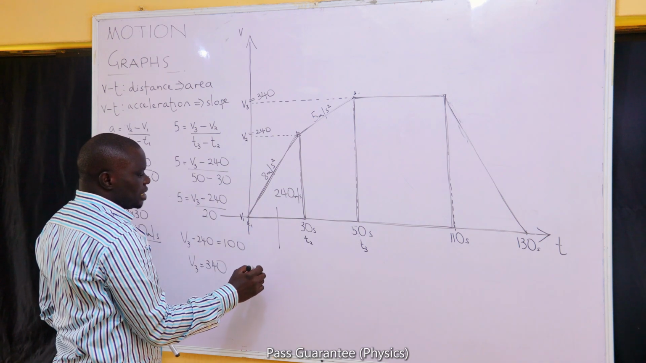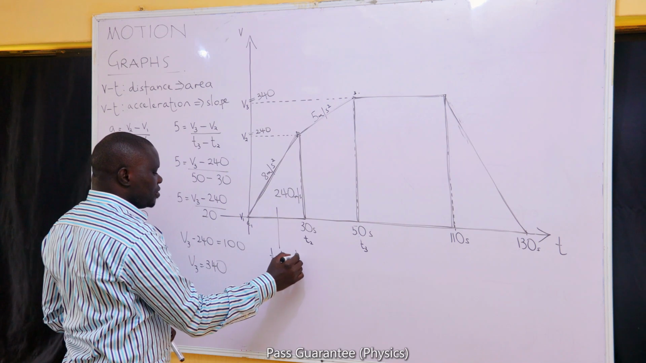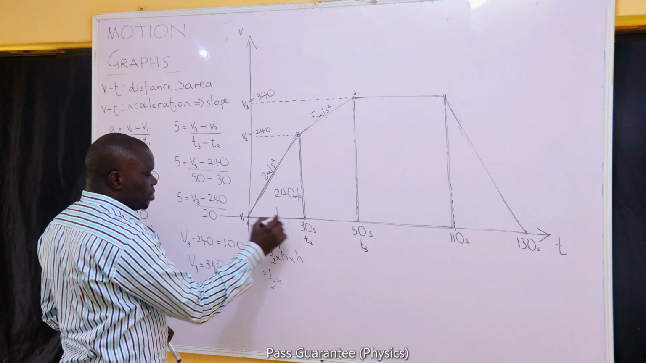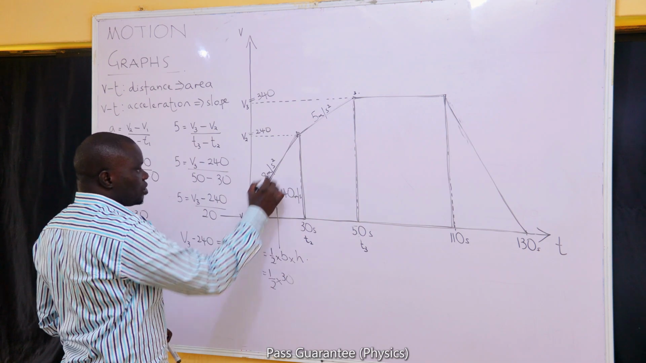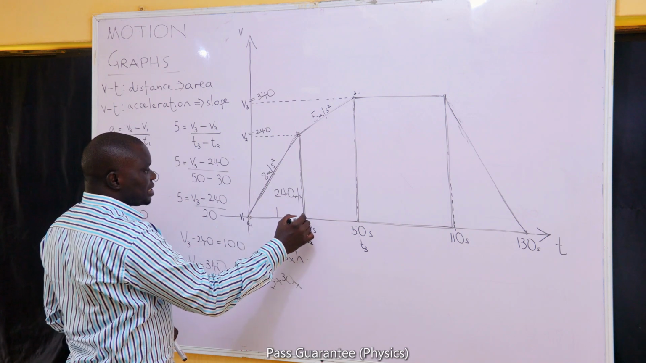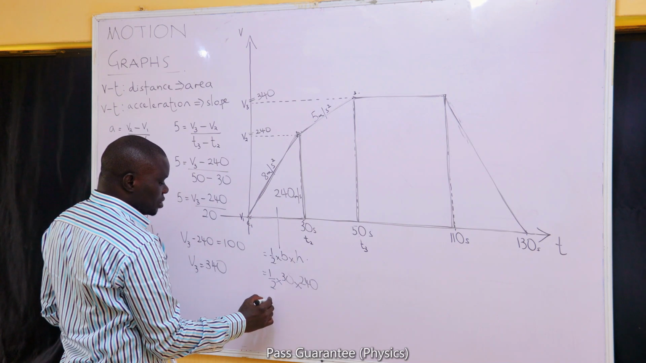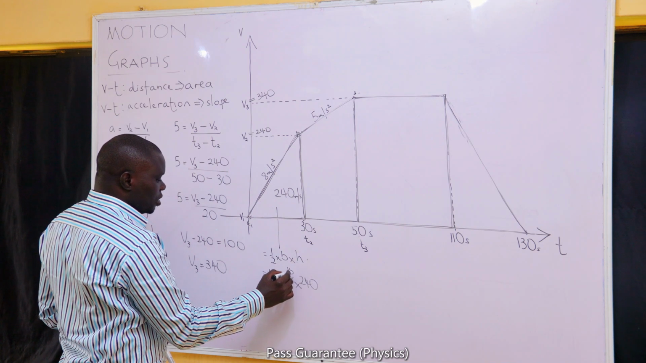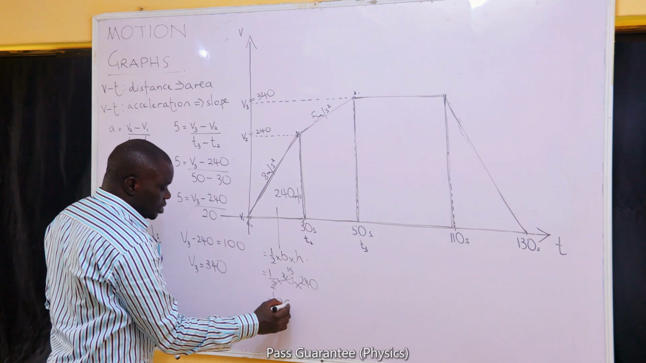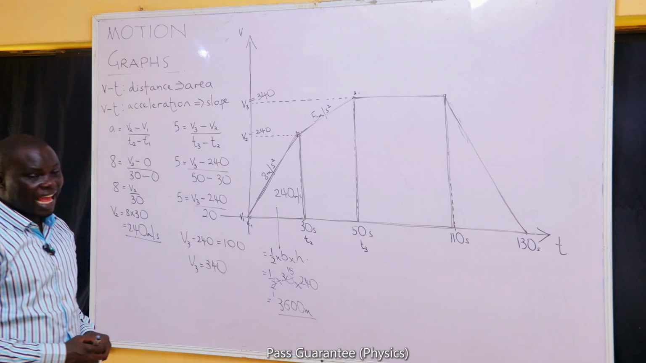The area of the triangle is half times base times height. That should be half multiplied by, what is the base? 30. The base of this triangle is represented on the x-axis, and it is 30. What is the height? The height of this triangle is 240. If we do that, 2 here 1, 2 here 15. 240 times 15 should be 3,600. That was the exact distance that we got when we used the equation earlier.